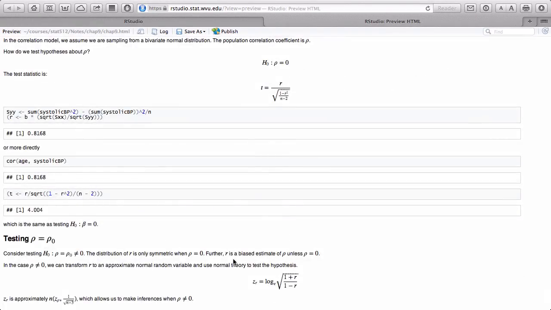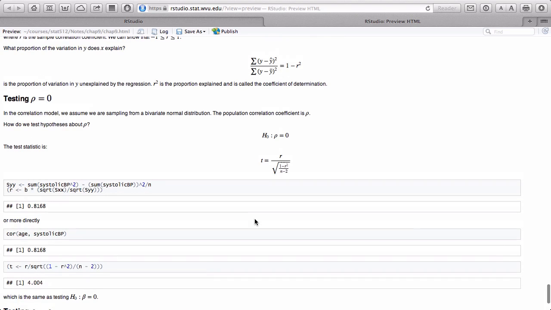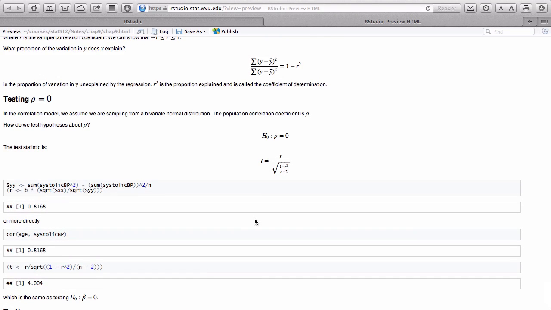Okay, getting back to correlation, we can test. R is the sample correlation. Rho is the population correlation. You can think of it as what R approaches if the sample size goes to infinity. So rho is the population product moment correlation, and R is the sample product moment correlation.